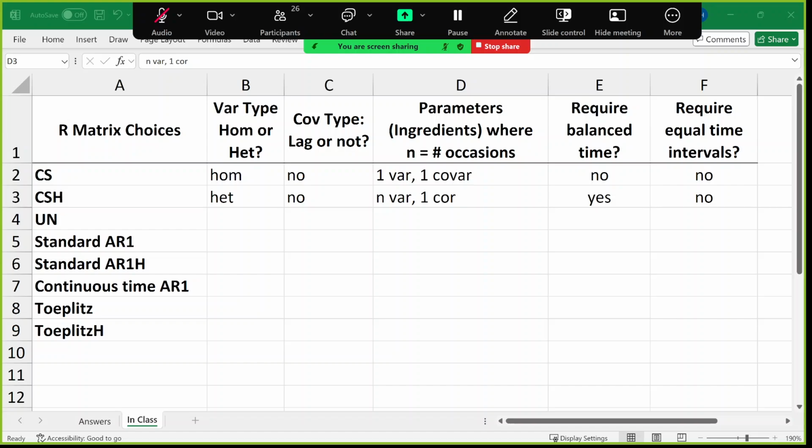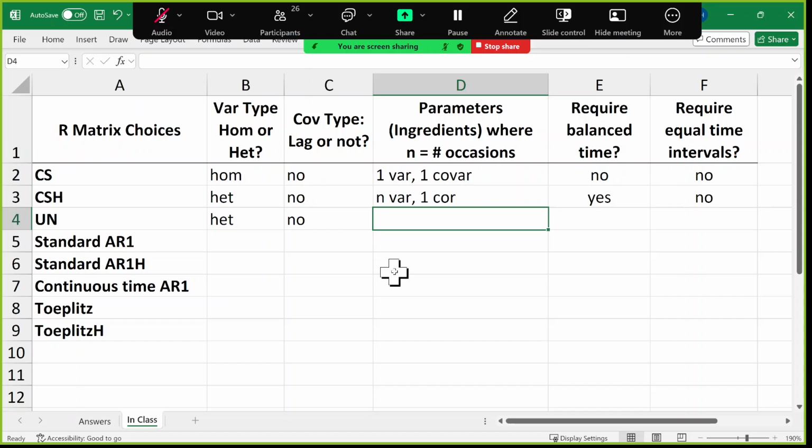Now let's go to the unstructured option. Thank you for your comments. So in the case of the unstructured R matrix, what kind of variances do we have? What do we have in the diagonal here? Exactly, heterogeneous variances. Why? Because in the unstructured R matrix, we are estimating as many residual variances as occasions we have. Now, what about the relationship between those residual variances or the occasions? Do we have something like a lag here? No, exactly, Ahmed. We don't have lags.